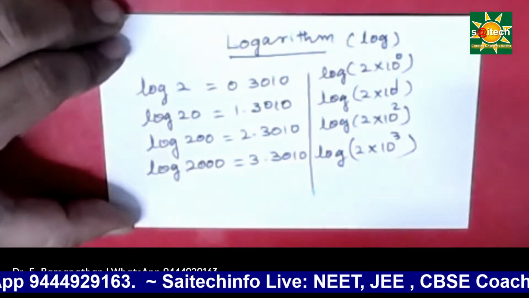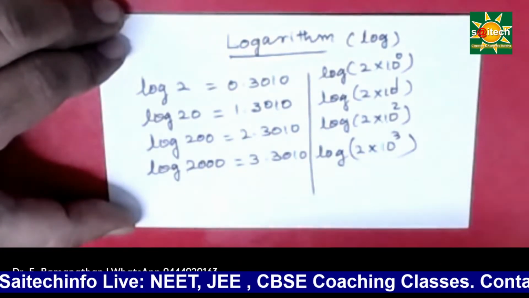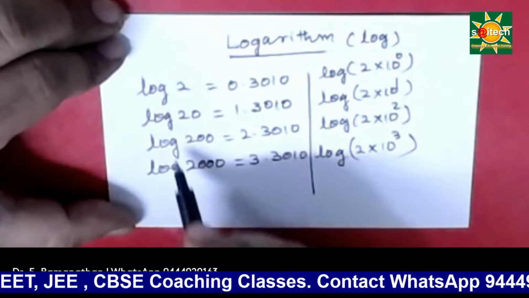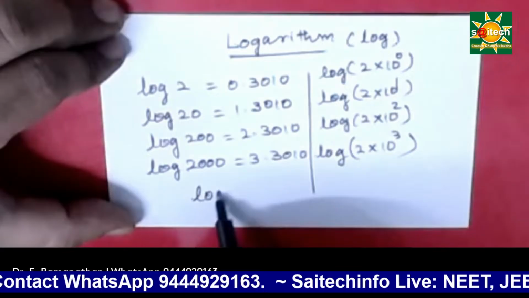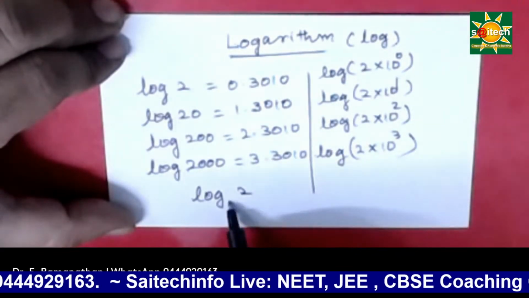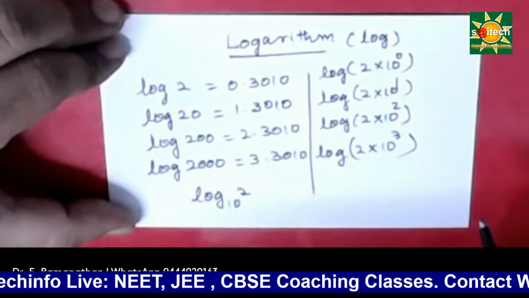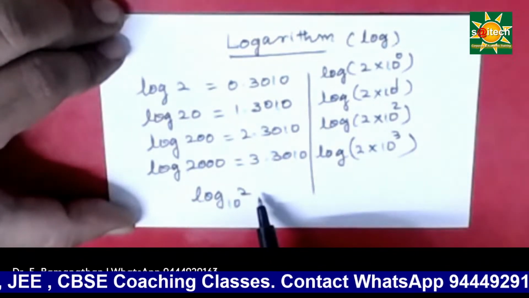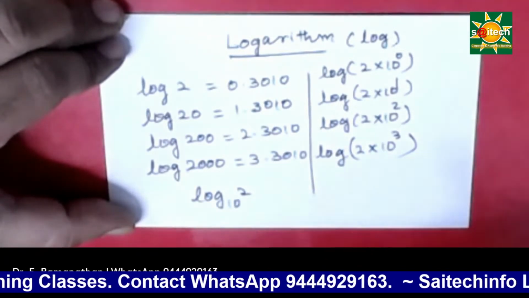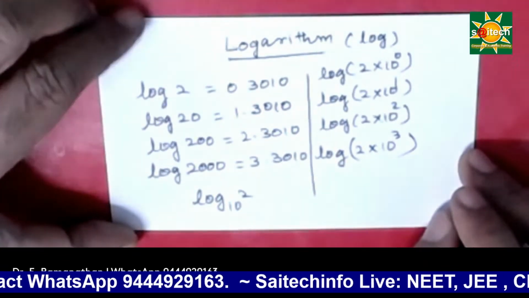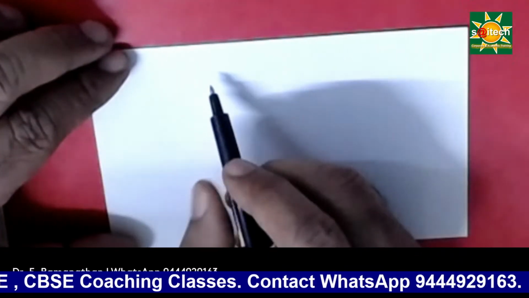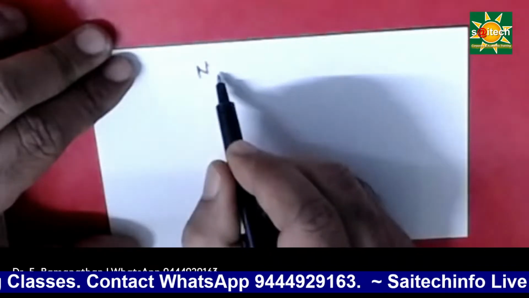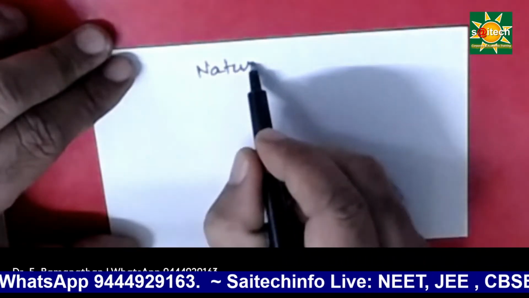So from this, there is some hint here. That is, this log 2 is actually logarithm of 2 to the base 10. Are you able to follow? Logarithm of 2 to the base 10. It should be read like this. Okay? And there are some logarithms based on exponential, and these are called natural logarithm. Take down natural logarithm.